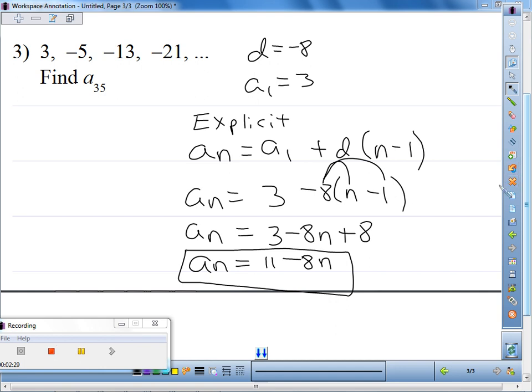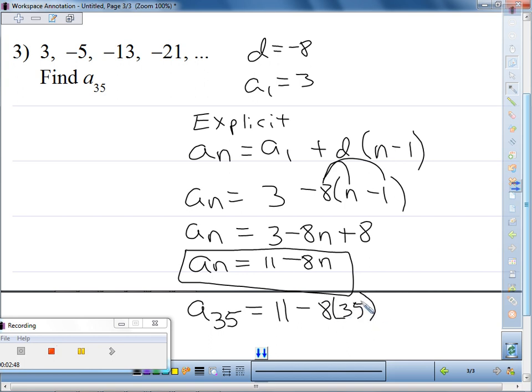Now the only other thing we're going to do is find the 35th term. And to find the 35th term, what I'm going to do is substitute in 35 into our explicit formula. So we have a sub 35 is equal to 11 minus 8 times 35. So in this particular problem, what we need to do is multiply -8 times 35, which gives us -280, and then combine that with 11.